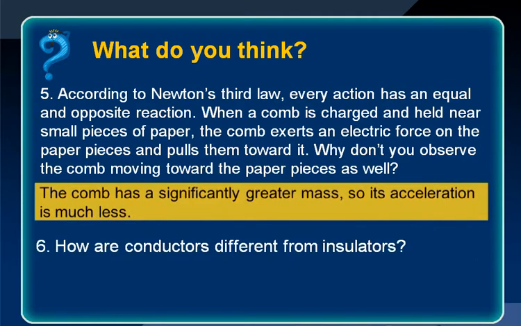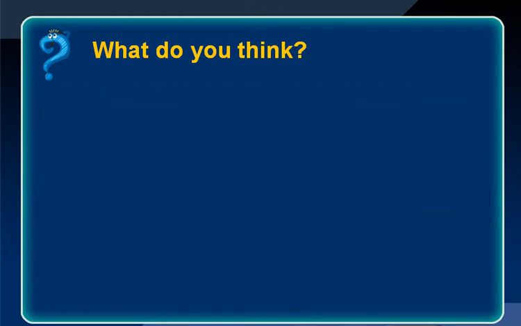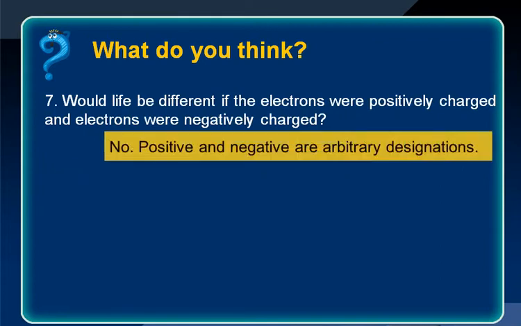How are conductors different from insulators? Conductors transfer charge easily, insulators do not. Question 7. Would life be different if the protons were negatively charged and electrons were positively charged? No, it will not be any difference because positive and negative are arbitrary designations.